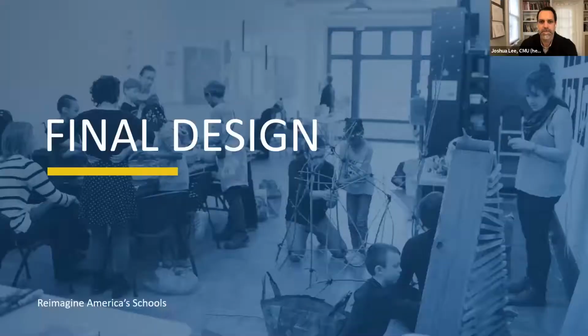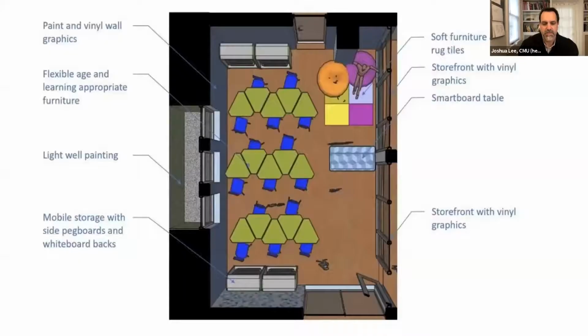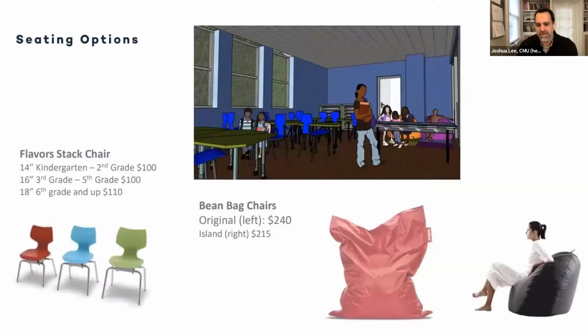Next. So for the final design, we made a number of changes. The biggest was that we enclosed the space with storefront glass. So it was still a part of the space visually, but it was also an attractor to this back corner. There's also various appropriately sized, classroom-appropriate furniture that was added, as well as artwork that was added to the space. Next.